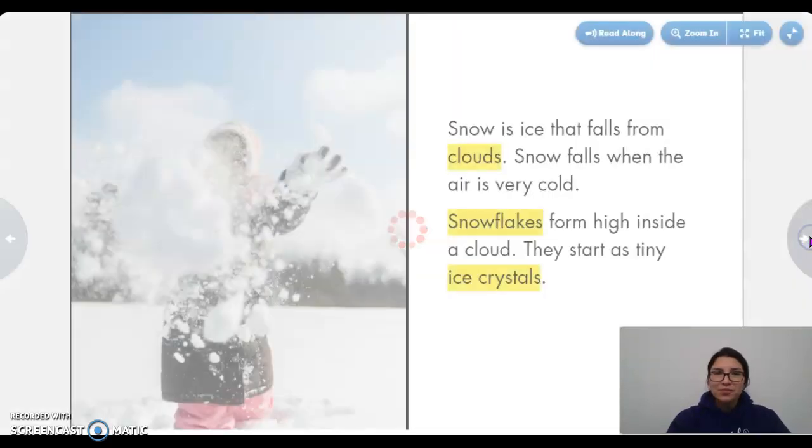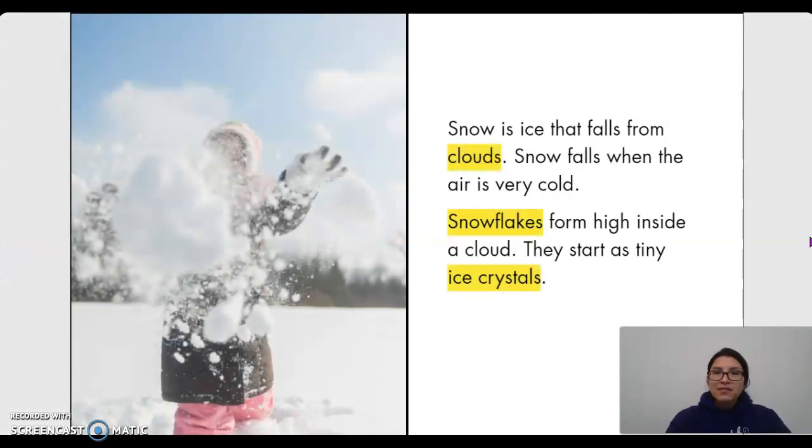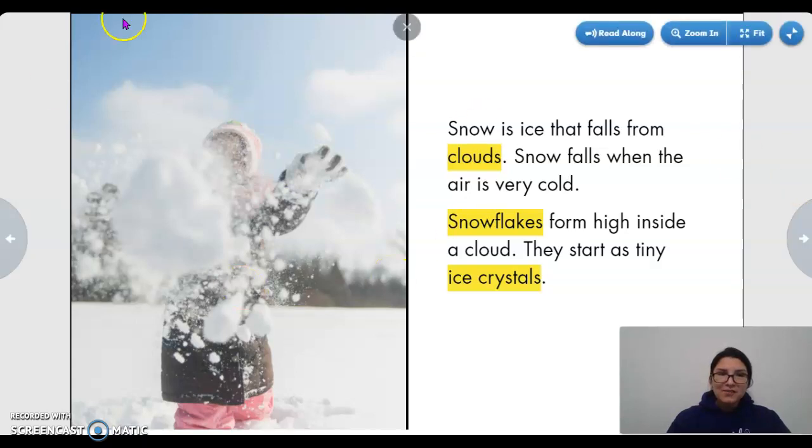Weather, Snow. Snow is ice that falls from clouds. Snow falls when the air is very cold. Snowflakes form high inside a cloud. They start as tiny ice crystals. Notice this photograph.